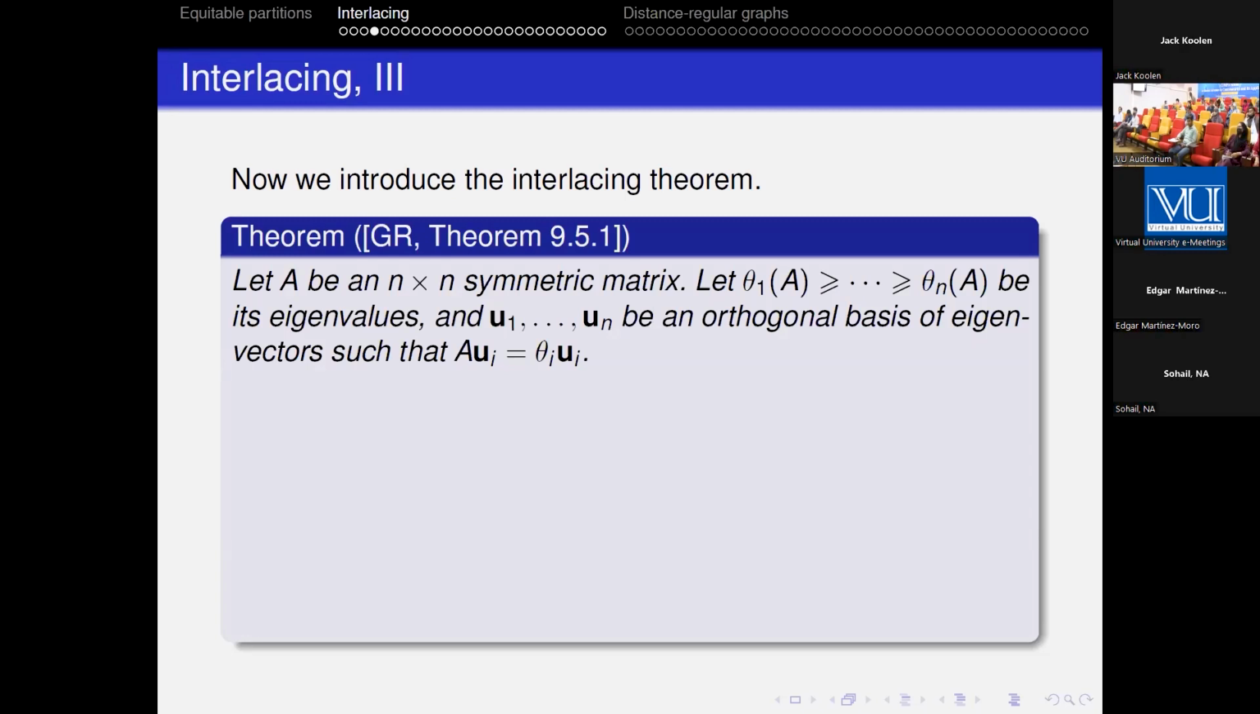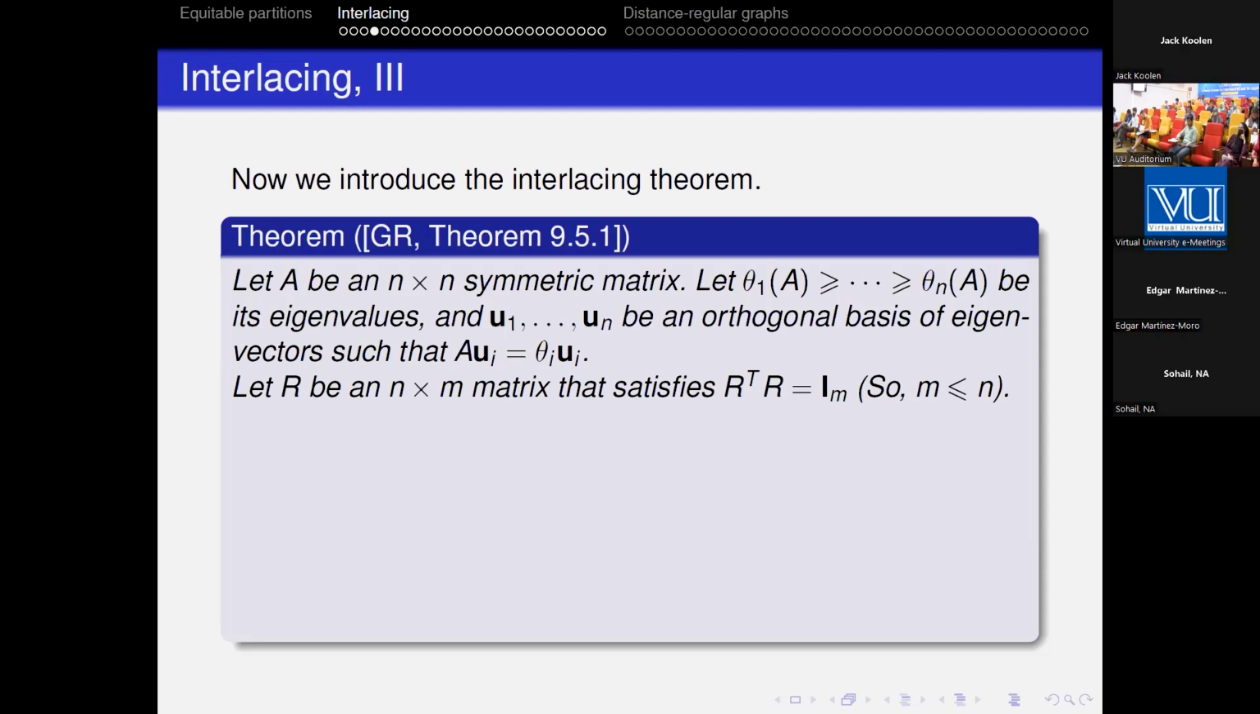You don't need exactly a symmetric matrix. You can also allow Hermitian matrices, but I prefer to look only at real matrices. So for A an N by N matrix, we let theta 1(A) up to theta N(A) be the N eigenvalues of A, with the corresponding basis of eigenvectors, such that A u_i is theta_i u_i.